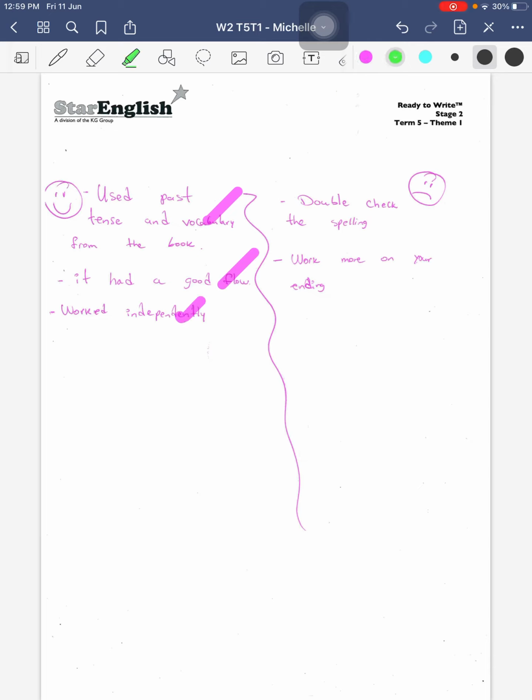Now, things that we have to be careful of, check your spelling, okay? If you're not sure, you can ask me and also work a little bit more on your ending so it doesn't just end suddenly. So try to make a smooth transition from the middle to the end. So let's keep in mind these things for next time.